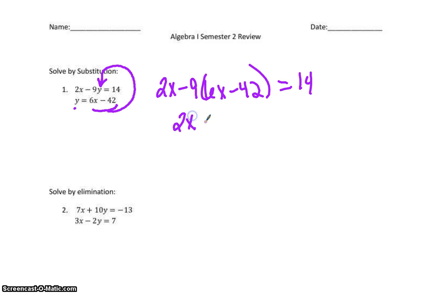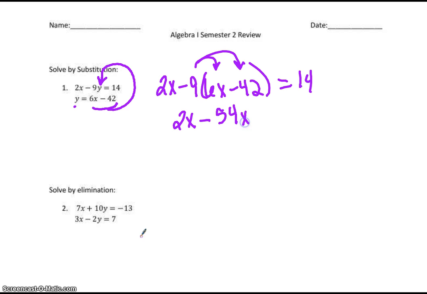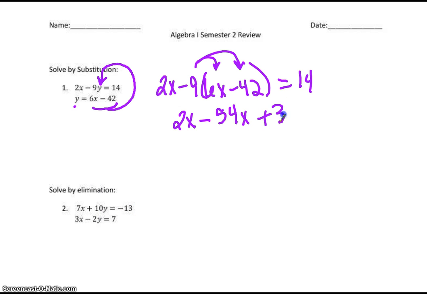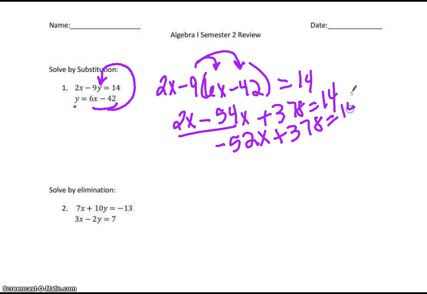So 2x minus, you got to distribute your 9. 9 times 6 is 54x. Negative 9 times negative 42 is going to give you a positive 378. So plus 378 equals 14. 2x minus 54x will combine and give you negative 52x plus 378 equals 14.